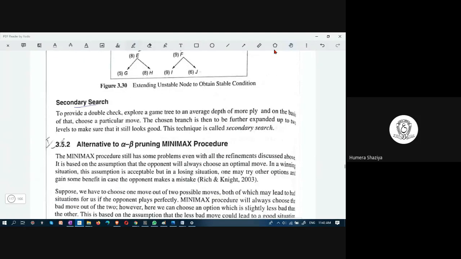A secondary search means to check it again, exploring the game tree to an average depth of more ply on the basis of that. And then a particular move is chosen. The chosen branch is further expanded to 2 levels to make sure it looks good. This is known as secondary search. What does it mean? What happens here?